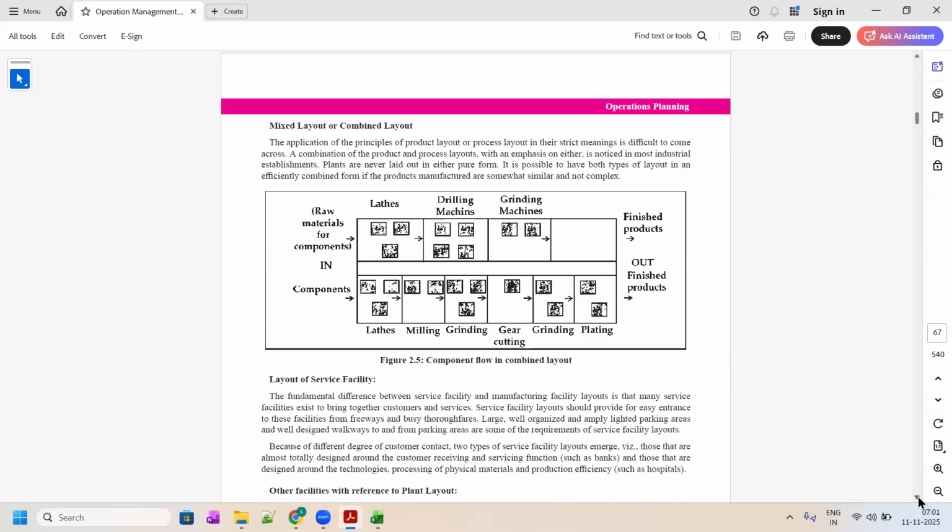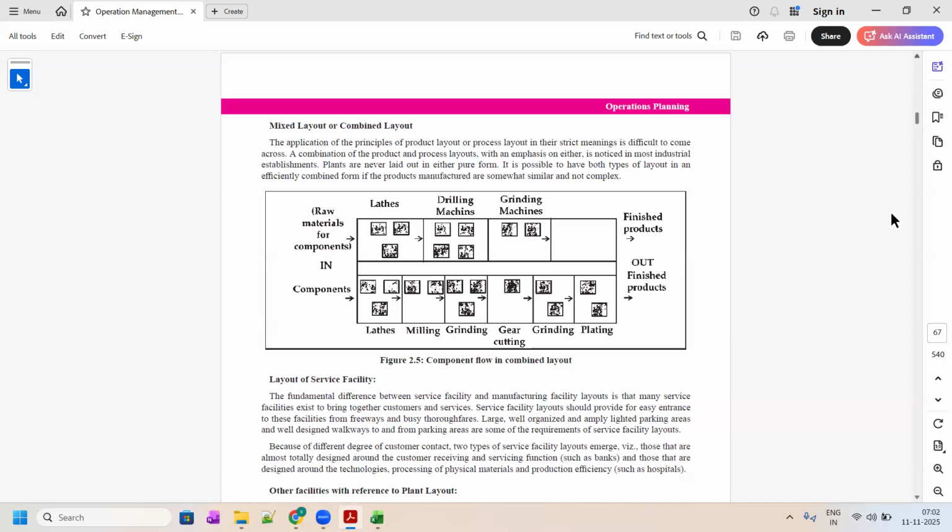Then we have another kind of layout which we call cellular manufacturing layout or group technology layout. It is used when there are different products but some need similar processing. Here, the machines are grouped into small cells and each cell makes a family of similar parts. Advantages: it reduces material movement, gives better quality control, and combines the flexibility of job shop and efficiency of product layout. Disadvantage: initial setup and grouping require analysis and time.